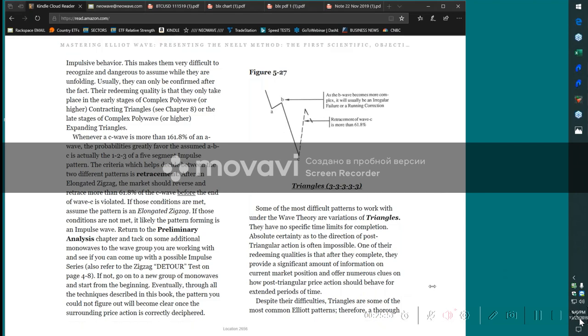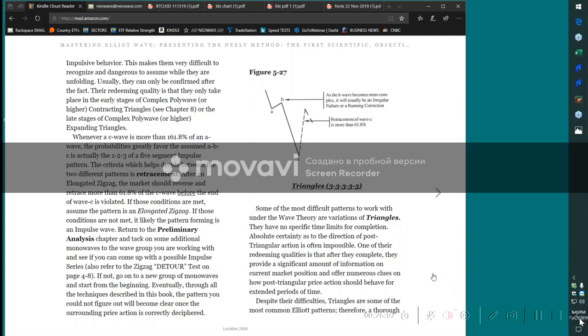What's important is to know whether the B wave is weak or strong in all the different cases, because that's going to determine what the C wave can do. The weaker the B wave, the bigger the C wave. The stronger the B wave, the smaller the C wave is allowed to be. It doesn't have to be, but it's allowed to be.